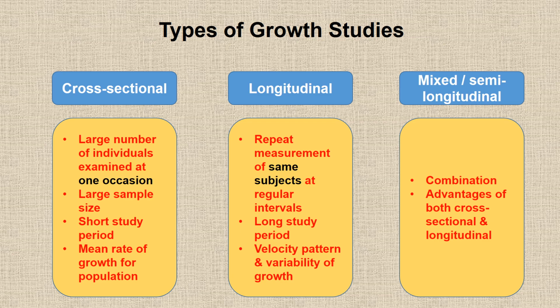Now, what are the various types of growth studies? You can divide into three types: cross-sectional, longitudinal, or mixed or semi-longitudinal. Cross-sectional means a large number of subjects are examined at one particular time. So this enables a large sample to be obtained, but the study period is usually short, and we can only arrive at a mean rate of growth for the population.